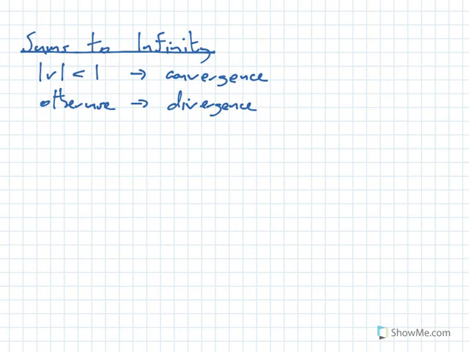What does that really mean? Convergence means settles on a value. And divergence means it doesn't.